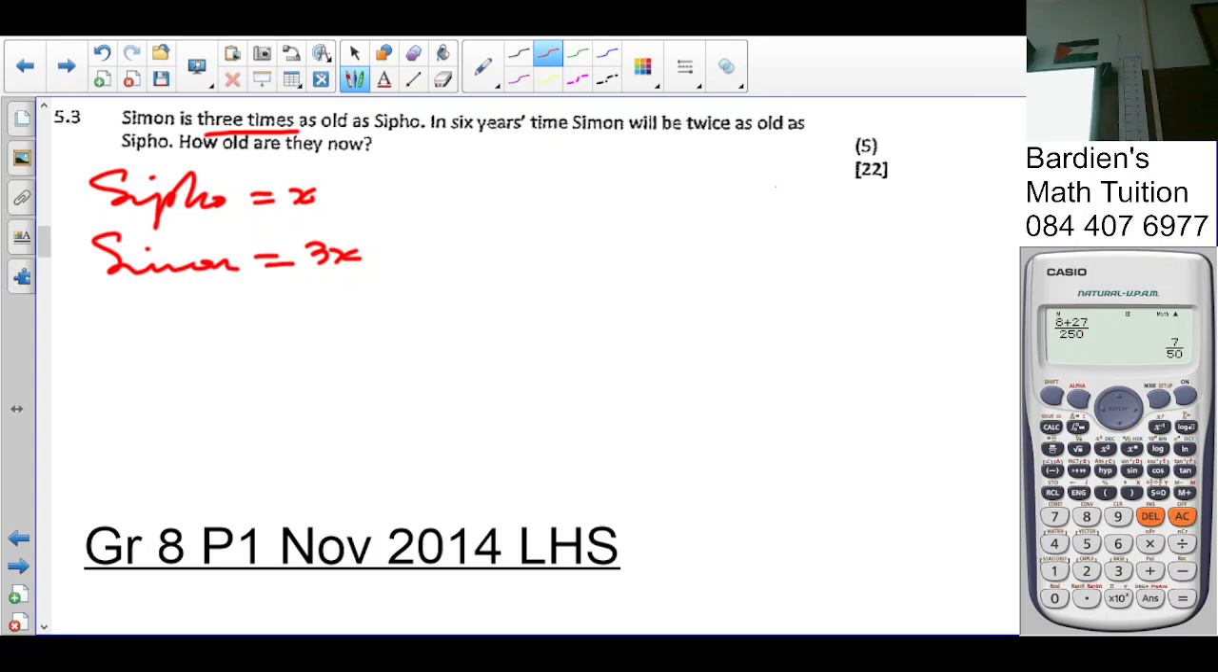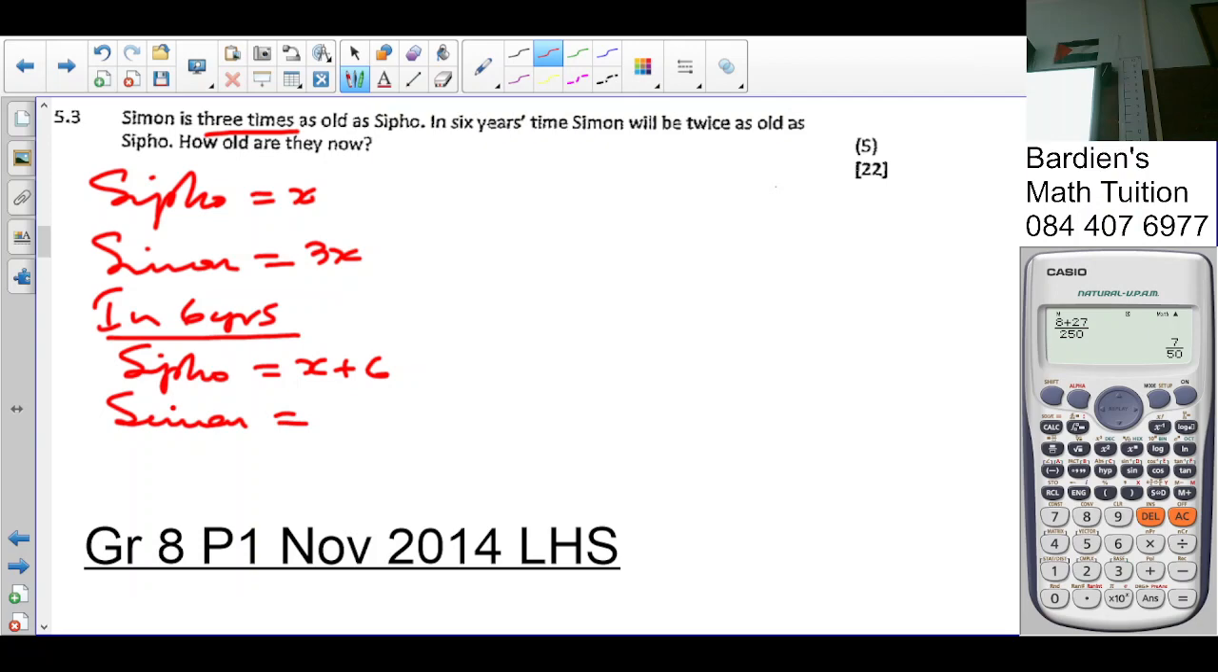In 6 years' time, Sipo will be x plus 6. Simone will be equal to 3x plus 6. Whatever she is, it will be 6 years older.